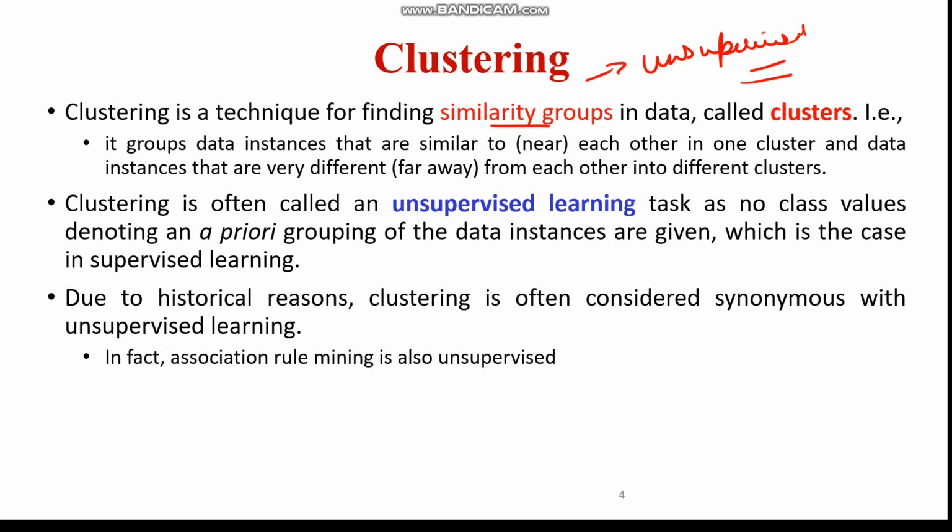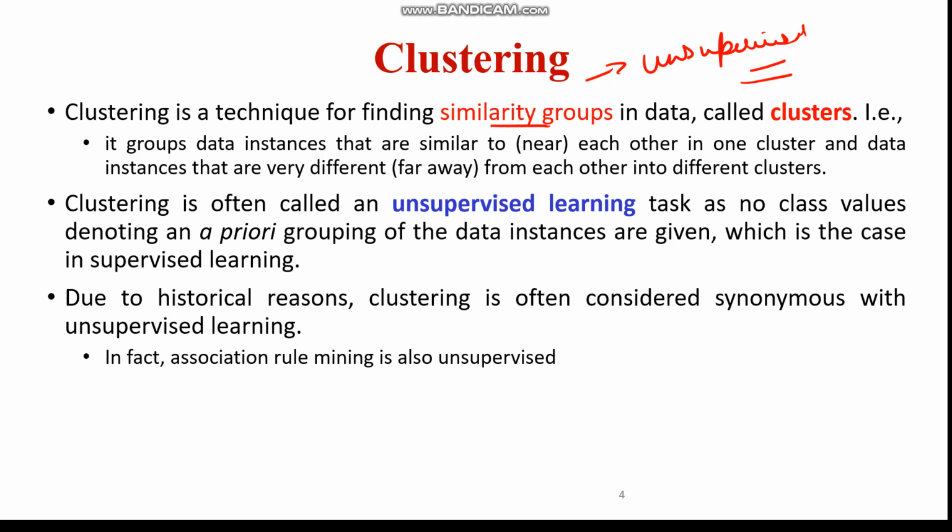Clusters are also known as groups, where the data instances of similar type are grouped into one cluster, or you can say we can make one group of that. It is often a technique under unsupervised tasks in which no class values denoting any a priori group of the data instances are given, which is the case when we talk of supervised learning, where the classes are given. We know that this will be the class and we have to organize the data into a particular class, but in this case we are not aware of how many clusters, or how many final result groups, will be formed.